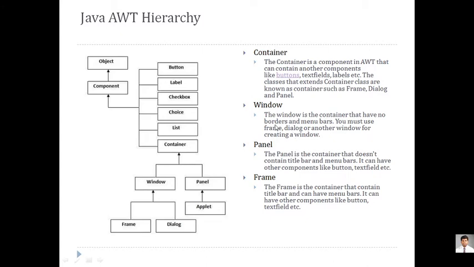So this is nothing but a part of a window. Then a panel. Whenever we want to display anything on an applet, we use a panel. A panel is a container that doesn't contain a title bar. Again, it doesn't contain file, input, output, and that type of menu, or a menu bar also. So title bar and menu bar both are not present. Since there is no title bar, it will be displayed on the applet. It contains other components like button and text box also.